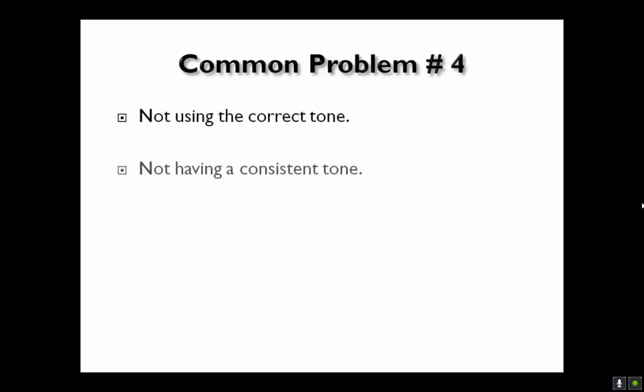Common problem number 4 is not using the correct tone and not having a consistent tone. Lots of students will maybe have, say it's an informal letter, informal in paragraph 1 and then formal in paragraph 2 and then informal in paragraph 3. If it's an informal letter, you must have a consistent tone throughout the whole letter. It must be informal throughout the whole letter. If it's formal, then you can't have any informal in your letter.